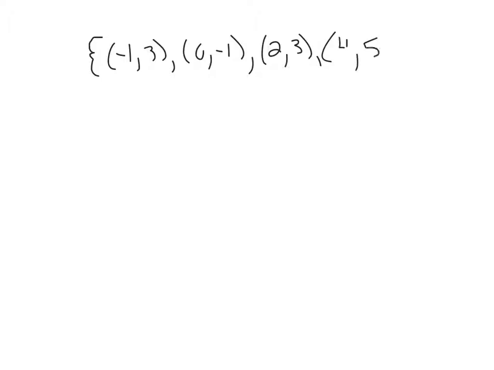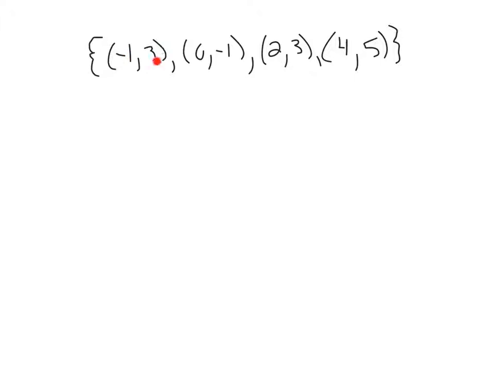Okay, so let's take a look at this relation here. The relation is the association between -1, 3, 0, -1, 2, 3, 4, and 5. Now, a relation is a function if each member of the domain corresponds to exactly one member, or another way to think about it, only one member of the range.